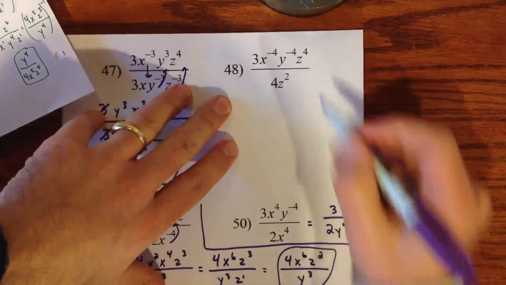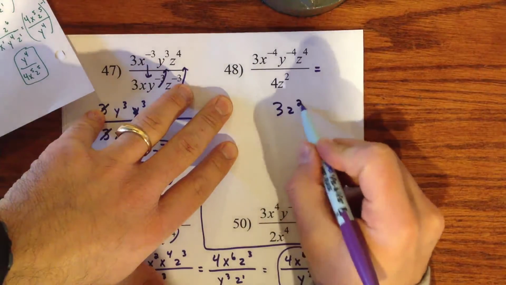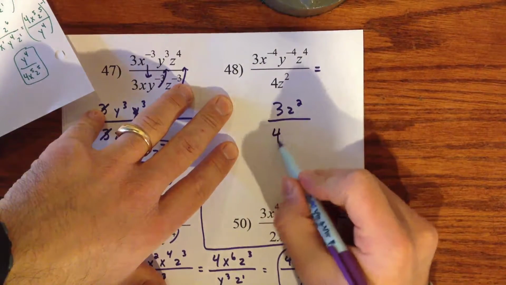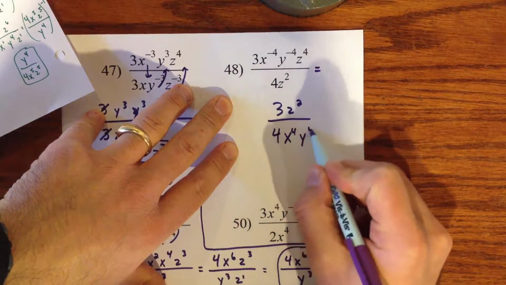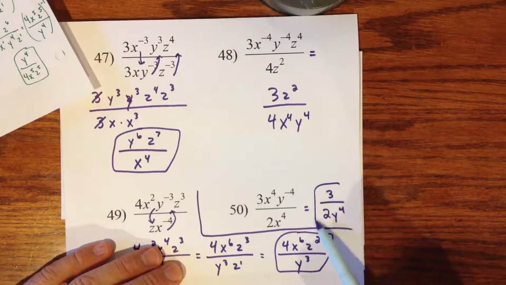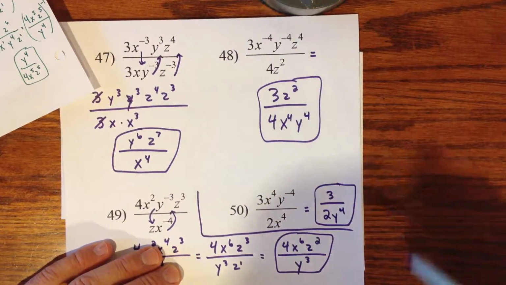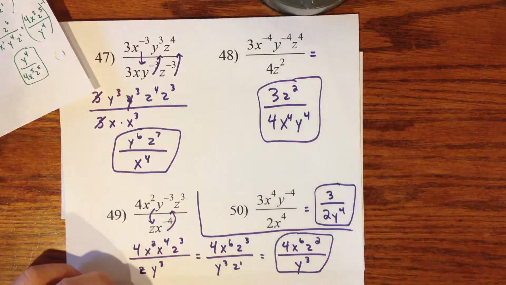Okay, number 48. I'm just going to give you the answer for this one. I got 3z squared over 4x to the 4th, y to the 4th. And then number 50. Check that answer out. 3 over 2y to the 4th.